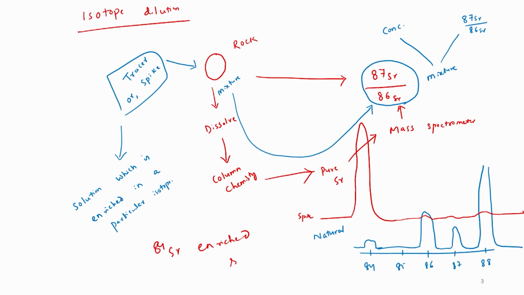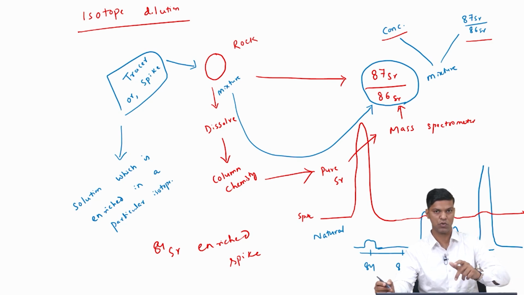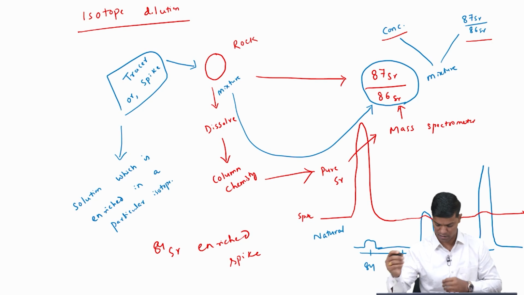So, an 84 enriched strontium spike is used, so that you will create a mixture of the sample and the spike and do a mass balance calculation to find the concentration and 87 strontium by 86 strontium. I will derive the mass balance calculation for the mixture, and also will give you an example of how this can be used to find concentration in real data.